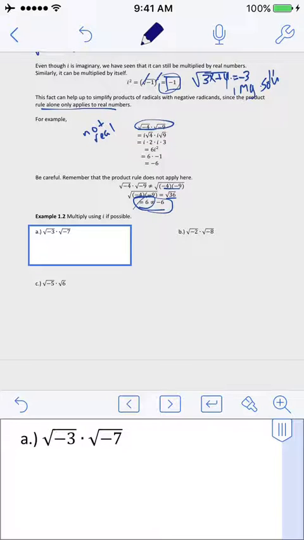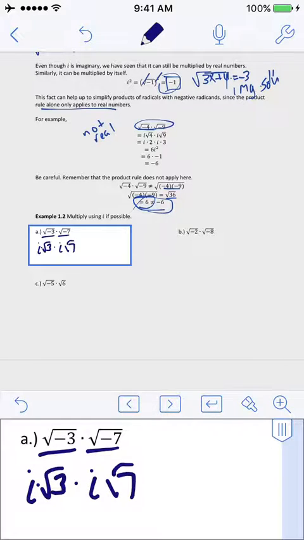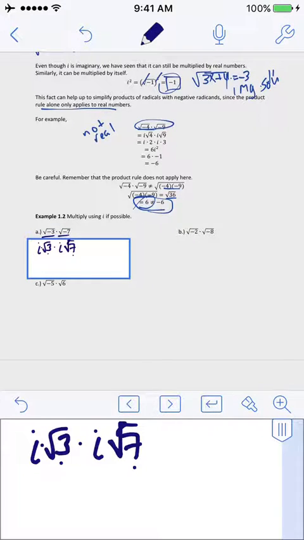So I'm going to start with i. Here I've got the square root of negative 3, so in other words, 3i. Oh, just kidding. No. I've got the i times the square root of 3. Here I've got the square root of negative 7, so i times the square root of positive 7. I can multiply these two guys together. Now they're real numbers, right? Now that part is real.